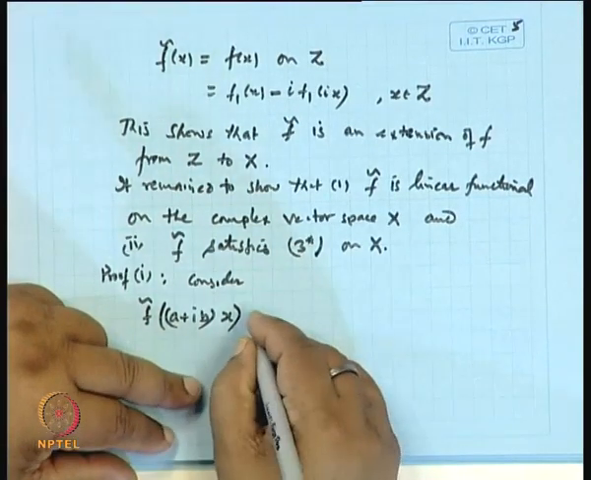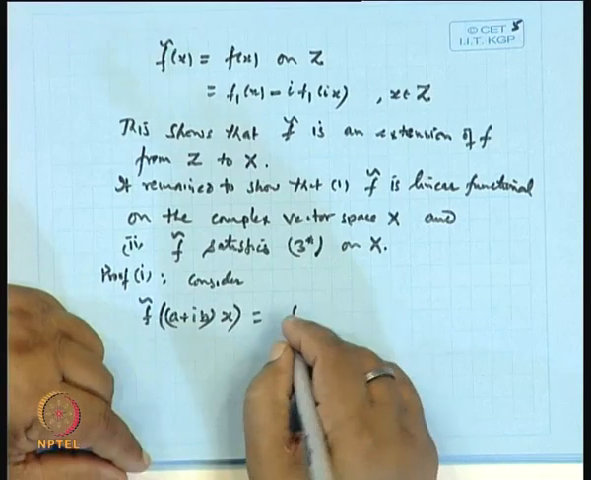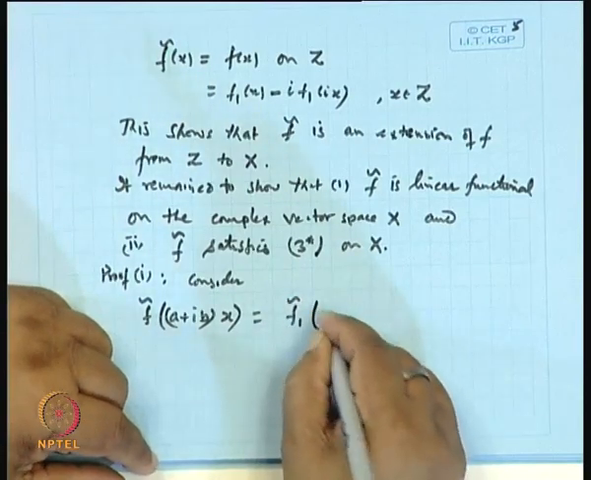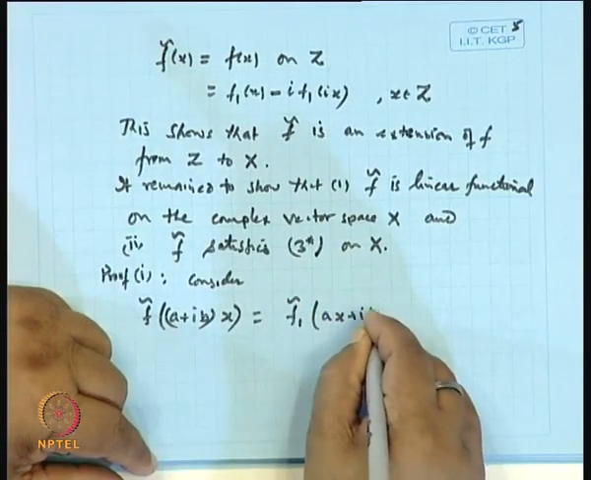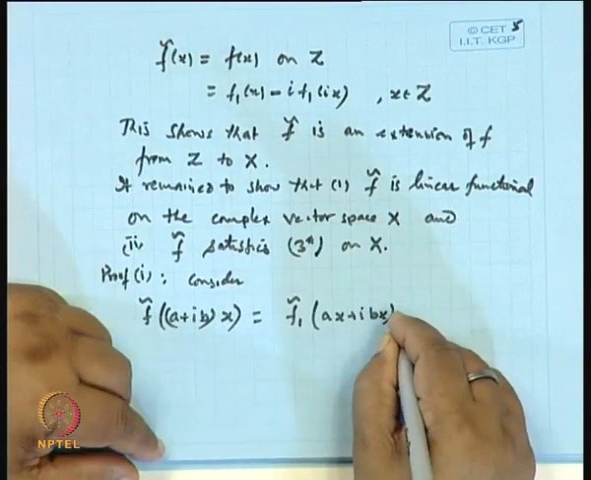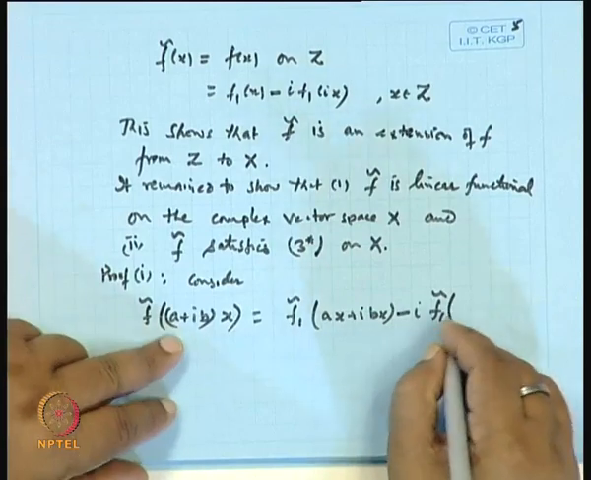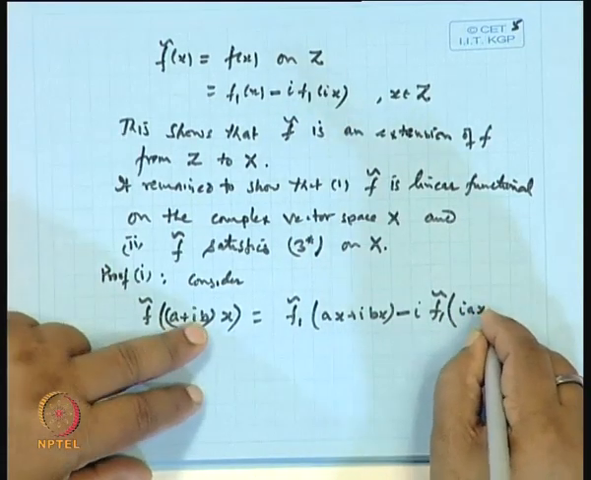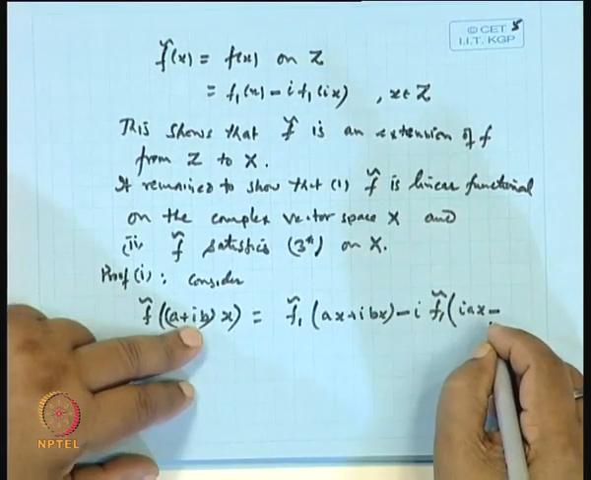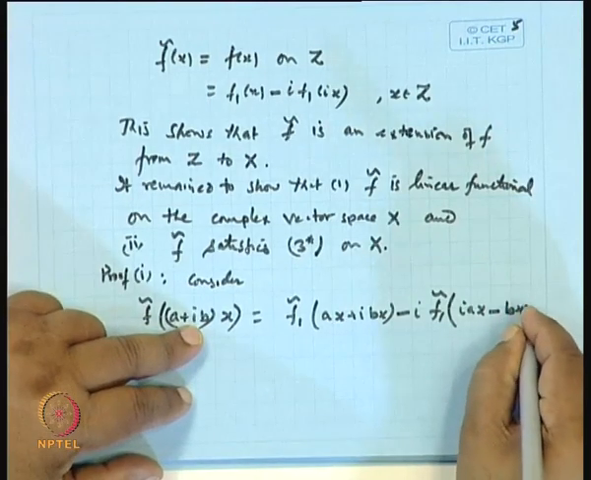Okay. So, now by definition this is f1 delta of a x plus i times b x, and then minus i times f1 delta of i x. So, i f of a x minus of b x. Okay.